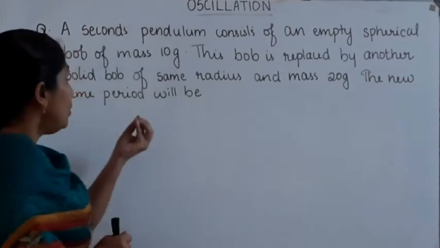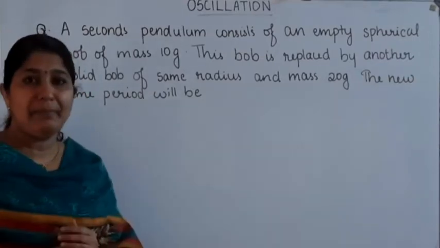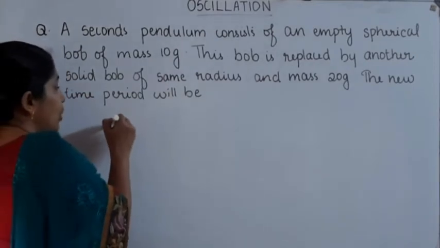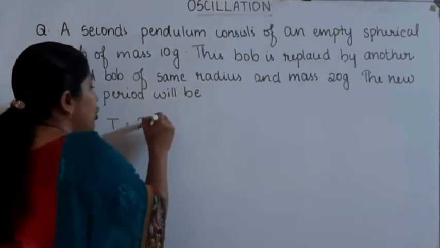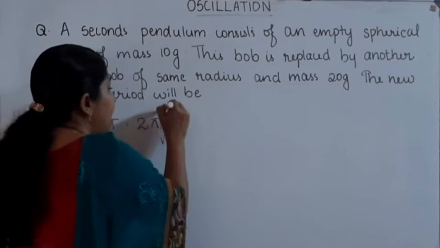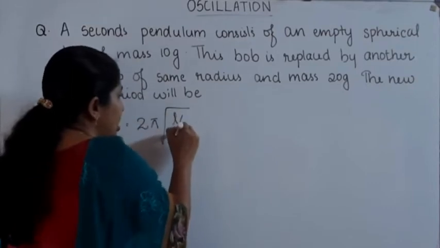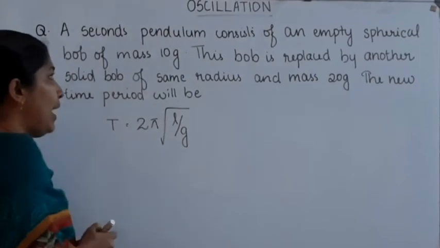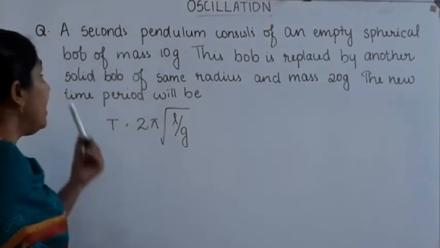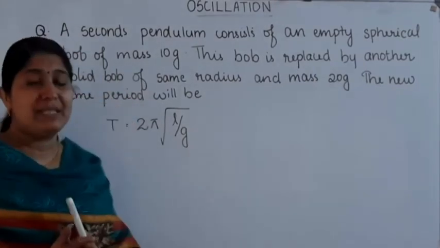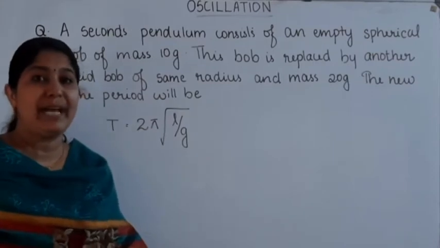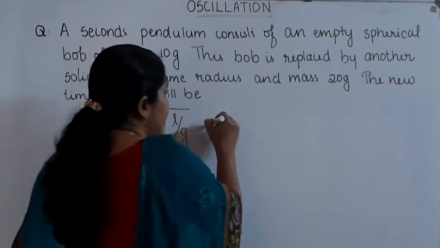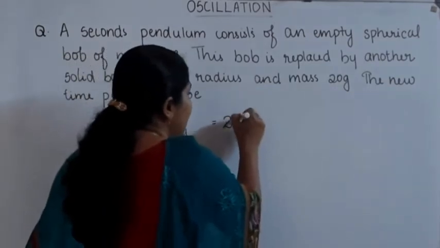Okay. What about the time period of a pendulum? Time period of a pendulum T is equal to 2 pi into root of L by g. This is the equation. Time period of a pendulum is equal to 2 pi into root of L by g. Okay. Here the seconds pendulum means what about the time period? Time period is equal to 2 seconds. Okay. Time period T is equal to 2 seconds. Seconds pendulum.